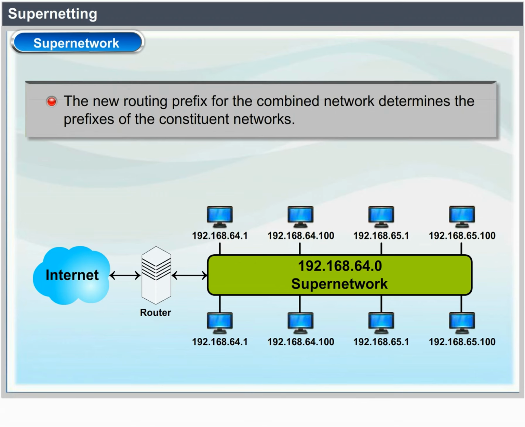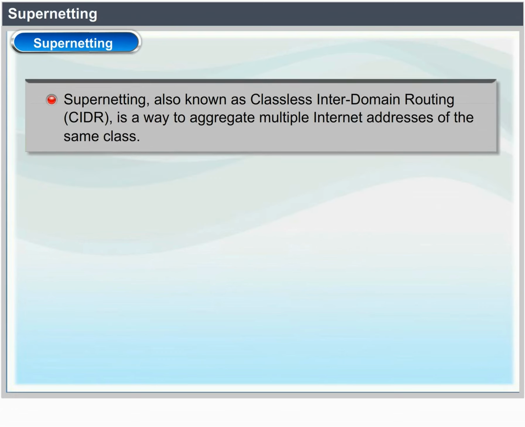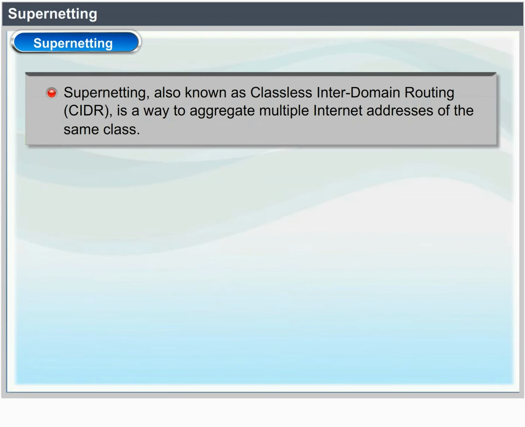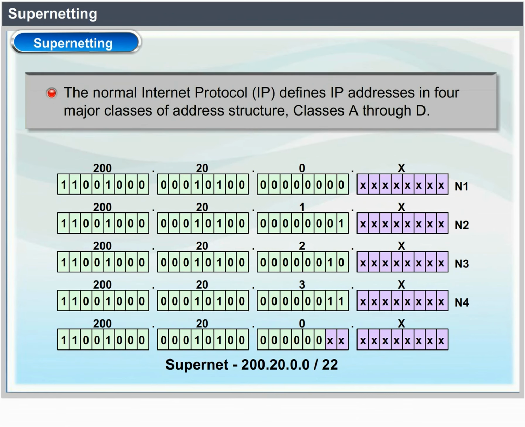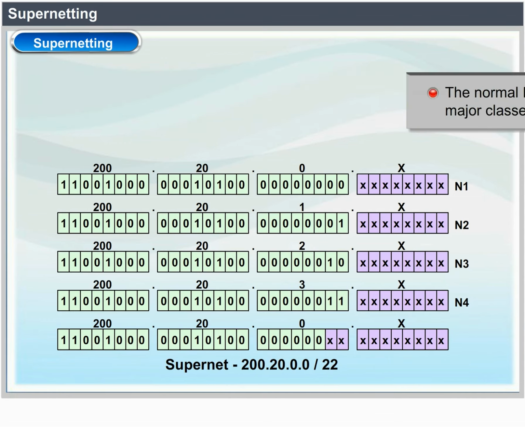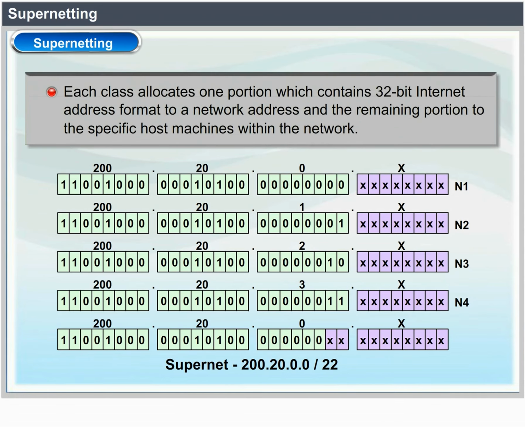Supernetting, also called classless interdomain routing, that is CIDR, is a way to aggregate multiple internet addresses of the same class. The original Internet Protocol or IP defines IP addresses in four major classes of address structure, class A through D. Each class allocates one portion of the 32-bit Internet address format to a network address and the remaining portion to the specific machines within the network.